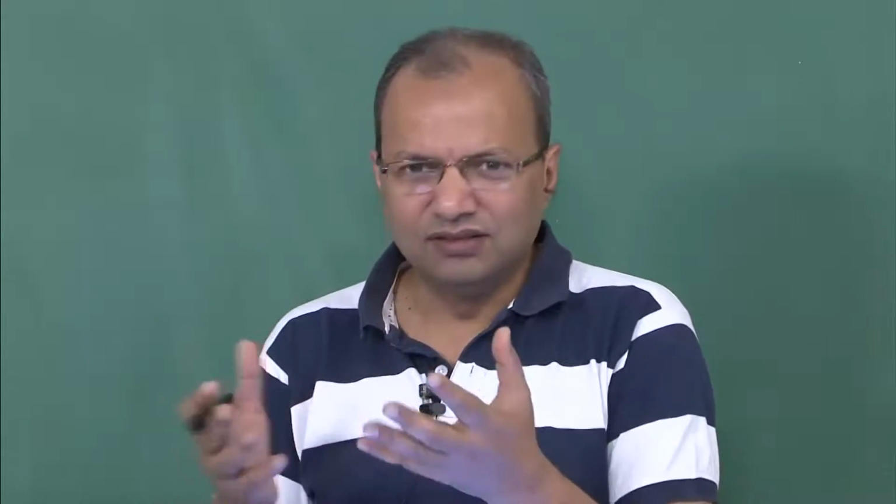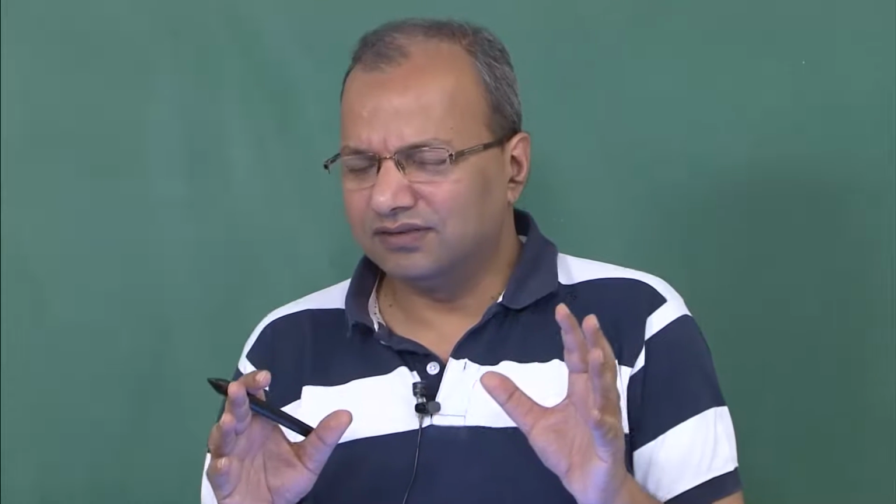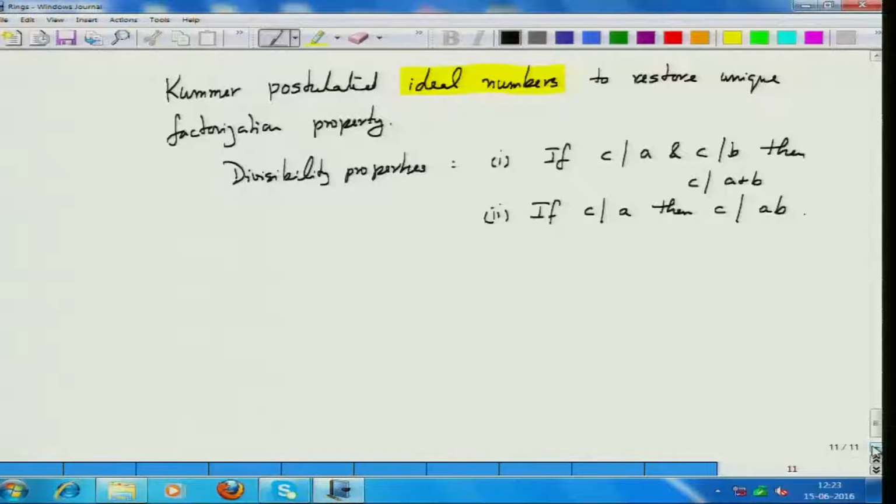But that whole thing was kind of unsatisfactory, because you can always ask, where exactly are these ideal numbers coming from? What really is their connection with the actual numbers we start with? It seems as if this concept has been pushed just to fix this unique factorization property. So that therefore was not very satisfactory.